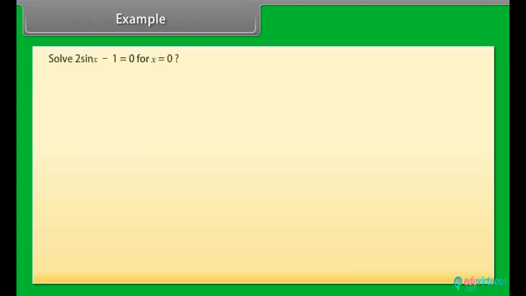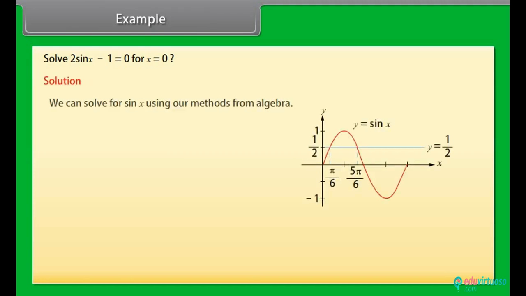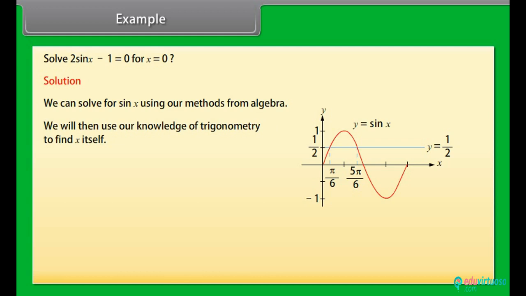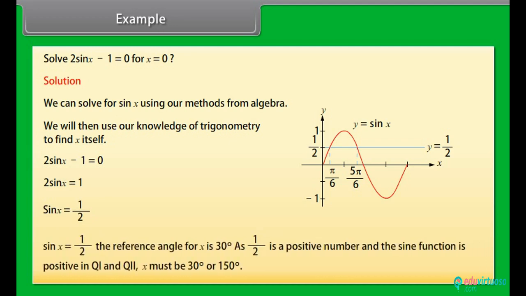Example. Solve 2 sin x minus 1 is equal to 0. Solution. We can solve for sin x using our methods from algebra. We will then use our knowledge of trigonometry to find x itself. 2 sin of x minus 1 is equal to 0. 2 sin of x is equal to 1. Sin of x is equal to 1 by 2.